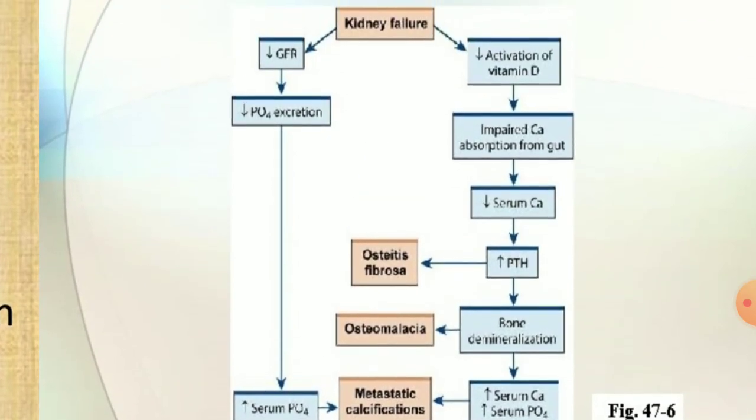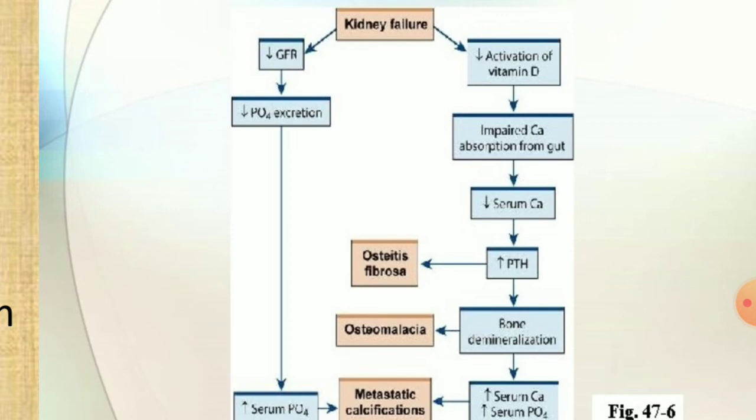As a result, there occurs impaired calcium absorption from the gut. As we know, vitamin D helps calcium absorption in the gut. So in its absence, there will be impaired calcium absorption, and there will be lowering of serum calcium or blood calcium level. And we know that it is the most potent stimulus for parathyroid hormone secretion. So in the phase of decreased blood ionized calcium, PTH release is stimulated.